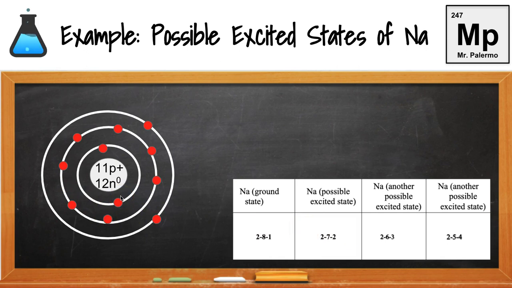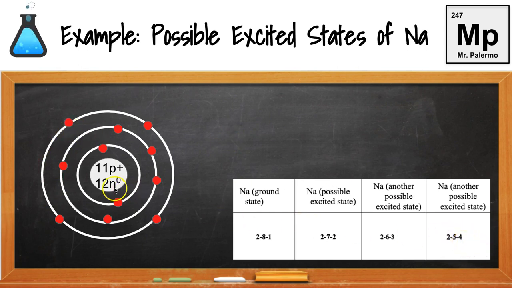The 2-6-3 configuration would occur the same way if we gave it some more energy. Let's say maybe this electron here absorbs that energy and jumps to a higher energy level. So now we have 3 in that valence shell, and then 6 in the second and 2 in the first. And then 2-5-4 would occur the same way, giving more energy, and let's say getting this electron here to jump up to a higher energy level. So now we have 4 in the valence shell.